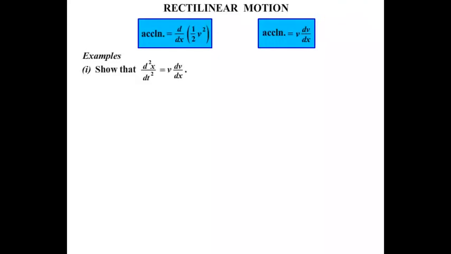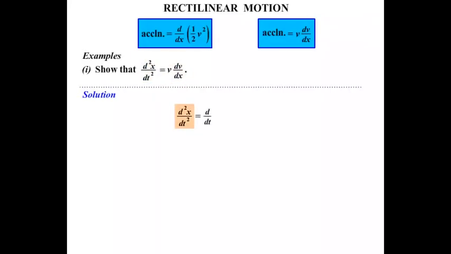The first example, we need to show that d squared x/dt squared can be written as v dv/dx. In other words, we're proving one of these acceleration results. The solution then, let's have a look at it. We'll start with d squared x/dt squared. Now we can rearrange that.